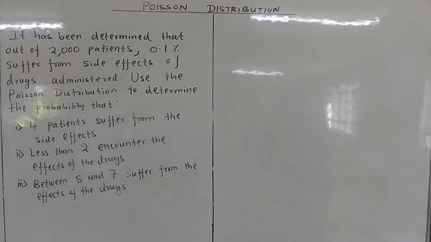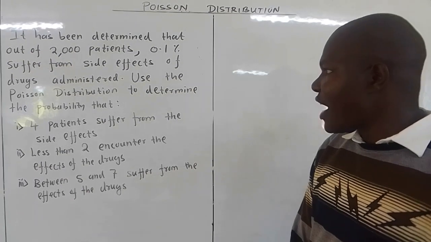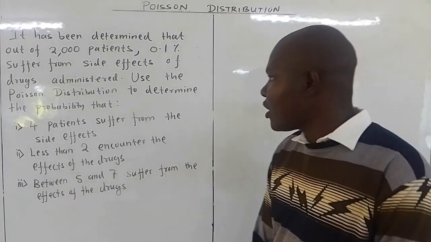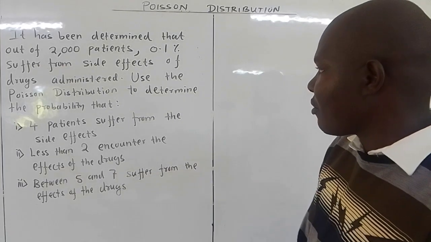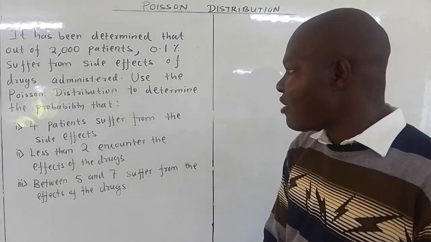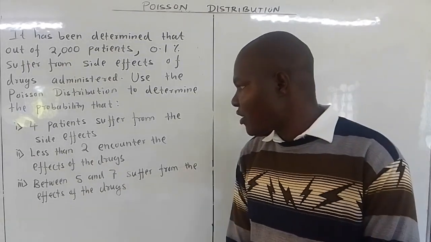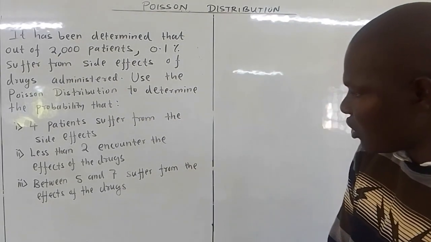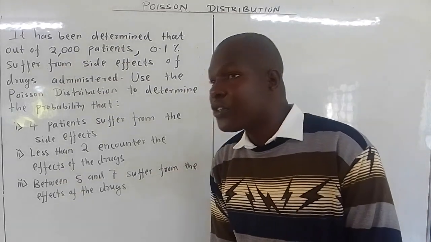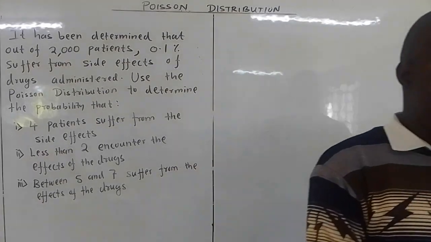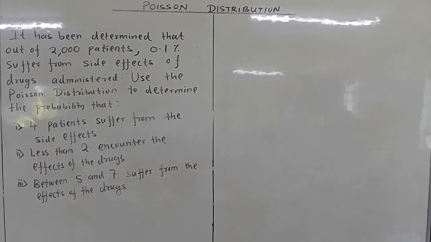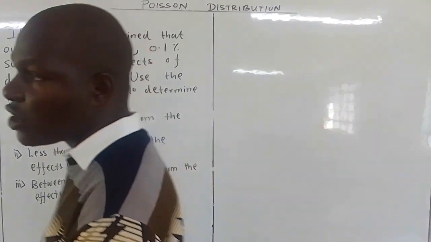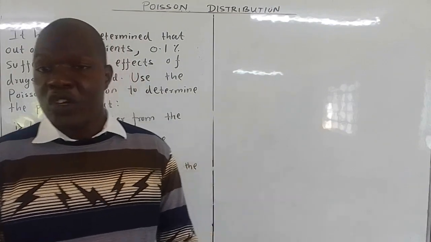In the first case of the Poisson distribution, it has been determined that out of 2,000 patients, 0.1% suffer from the side effects of the drugs administered. Use the Poisson distribution to determine the probability that, first part, 4 patients suffer from the side effects; second part, less than 2 encounter the effects of the drugs; and the third part, between 5 and 7 suffer from the effects of the drugs. So when you are told to use the Poisson distribution, the first thing you have to do is to derive the Poisson distribution.